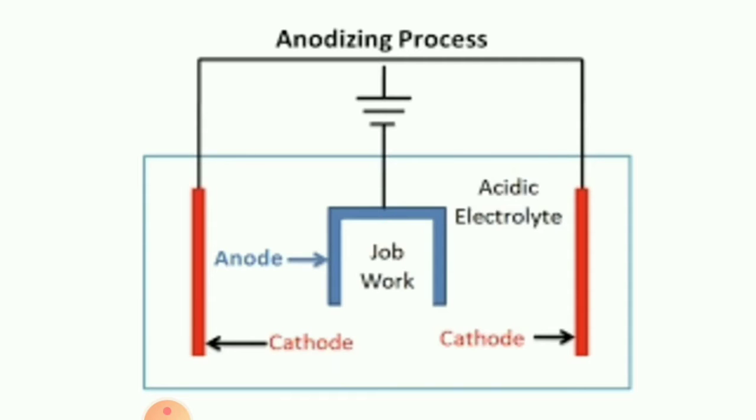From the cathode, the negatively charged particles get attached to the anode and get deposited on it. This is the job work which is shown here, the actual utensils. It can be your pressure cooker, or anything which requires anodizing.